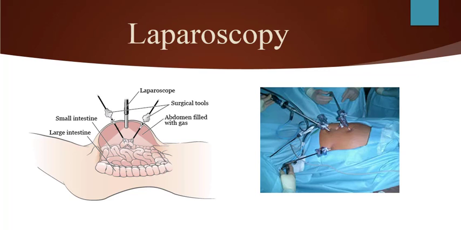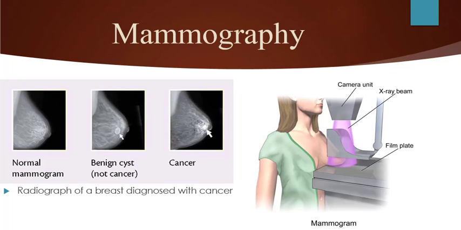Some conditions laparoscopy can be done to check for include tumors and other growths, bleeding inside the belly, infections, and blockages. In women, it can check ovarian cysts, fibroids, pelvic pain, and the fallopian tubes.